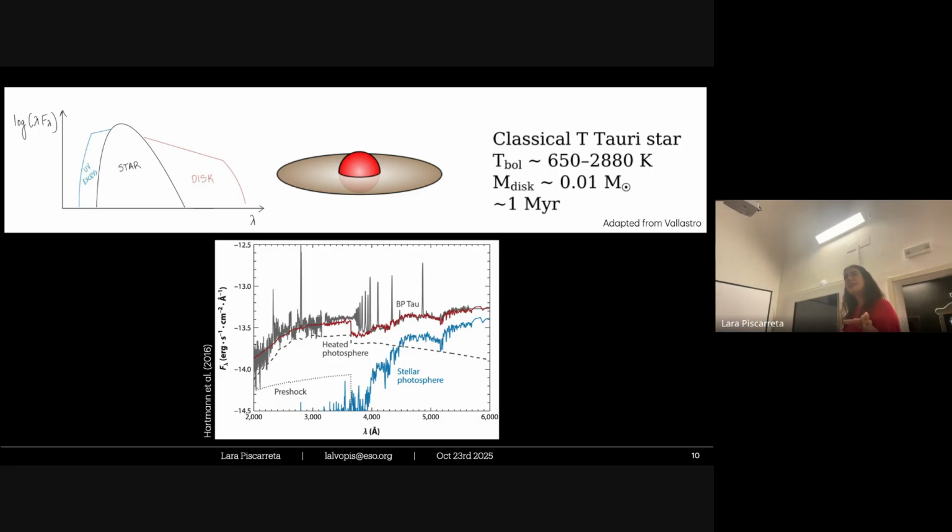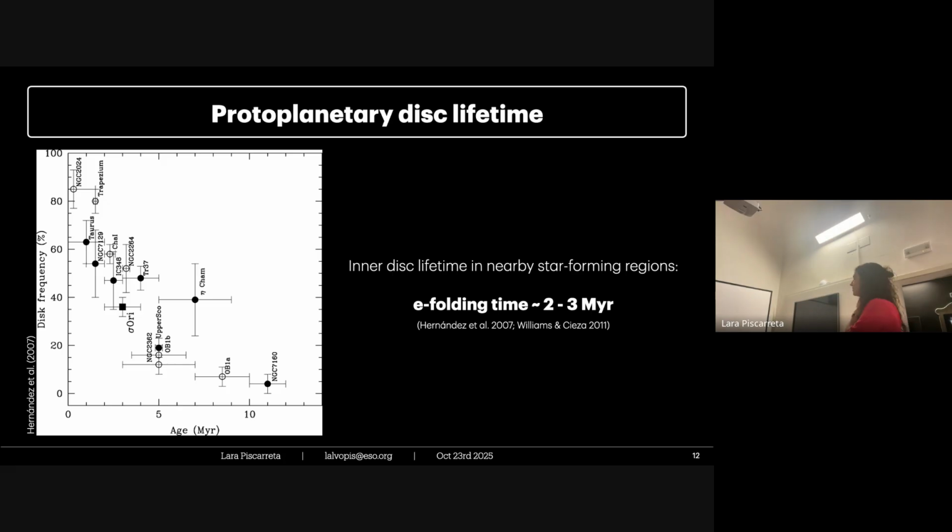So another thing that I want us to focus on is the time scale of this evolutionary stage, which here is more on the short side. This has been updated a little bit throughout the years. So now I would say that it's generally accepted that the typical disk lifetime in nearby star-forming regions is of the order of a few megayears, so between 2 to 3 megayears, and we know this through this kind of plot.